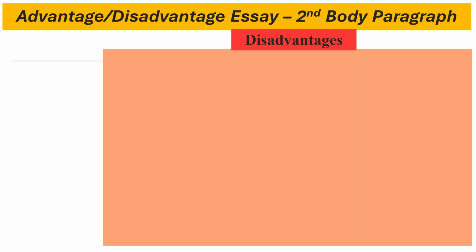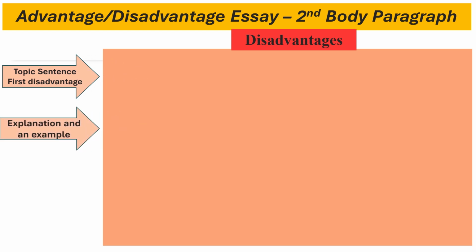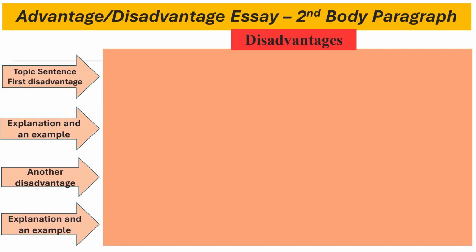Now let's develop the second body paragraph which discusses the disadvantages of social media. Just like the first body paragraph, we will start with a topic sentence, expanding on the idea, providing an example, introducing a second disadvantage, and supporting it with another example. Let's go through it sentence by sentence.